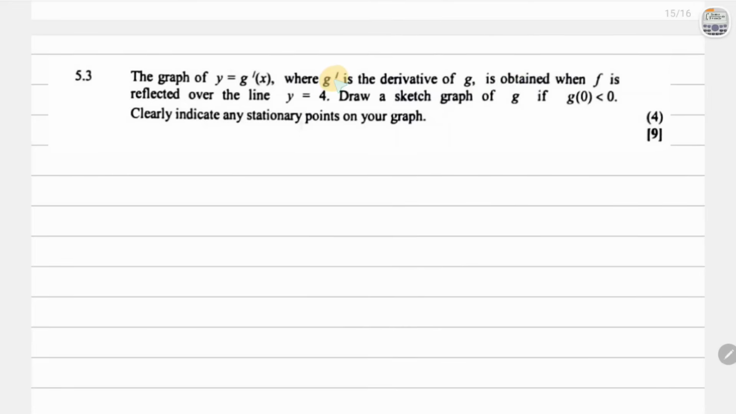Okay, so that derivative, right? We get that by reflecting f over y equals 4. So we're probably going to have to find that. And then they say draw a sketch of g. So they give us information about g prime, but then they want us to draw g. If g of 0, which is where x is equal to 0, aka the y-intercept, is less than 0, so we have a negative y-intercept there. Then they say clearly indicate any stationary points on your graph.